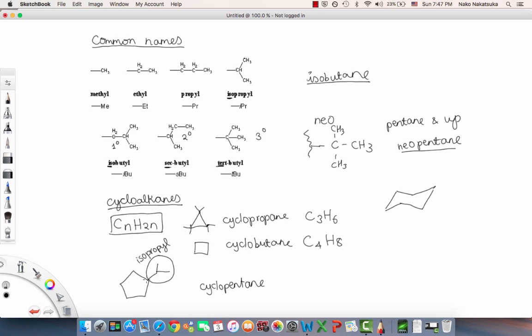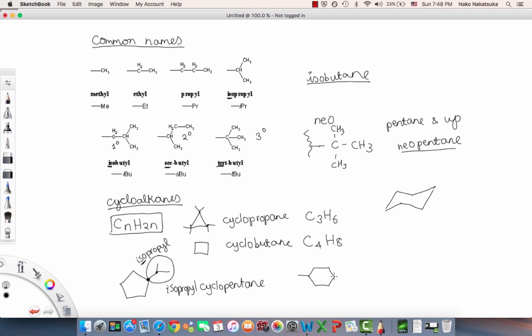Why is it an isopropyl? Because this carbon is only bonded to one other carbon. And so it's iso, like I showed you guys right above here. And so in this case, since there's only one substituent, I actually don't have to number this cyclic carbon. And so it's just going to be isopropylcyclopentane.